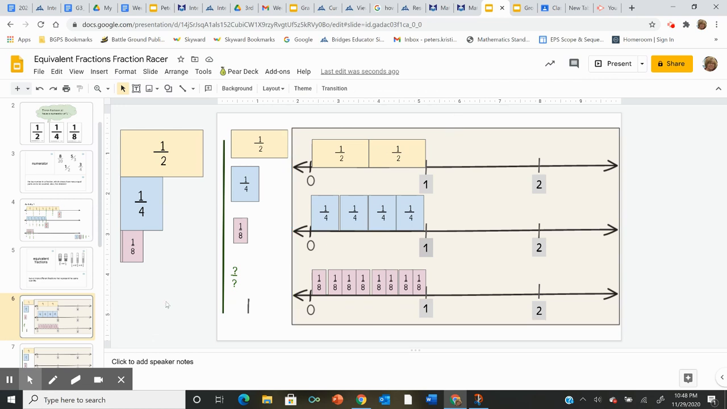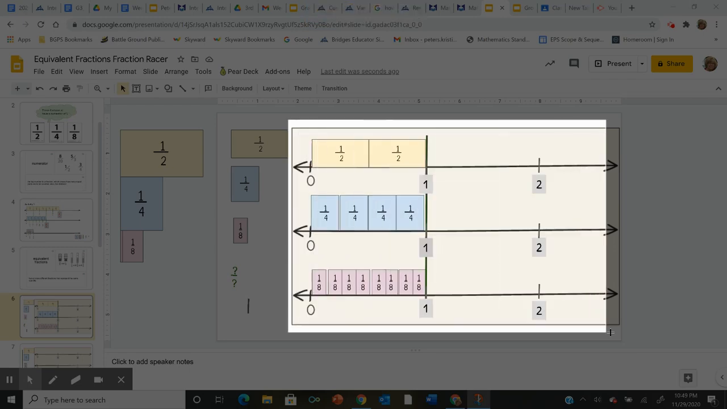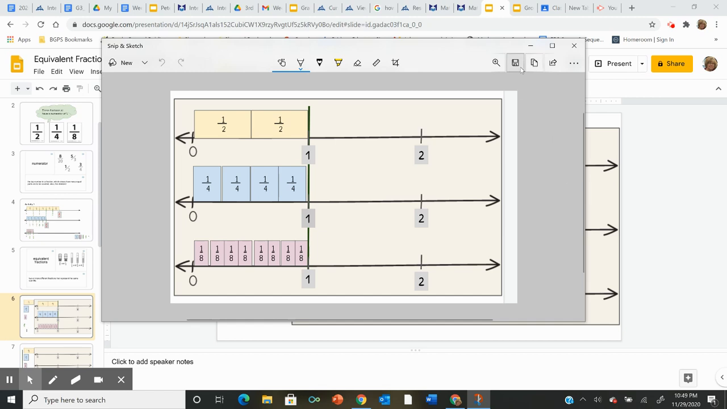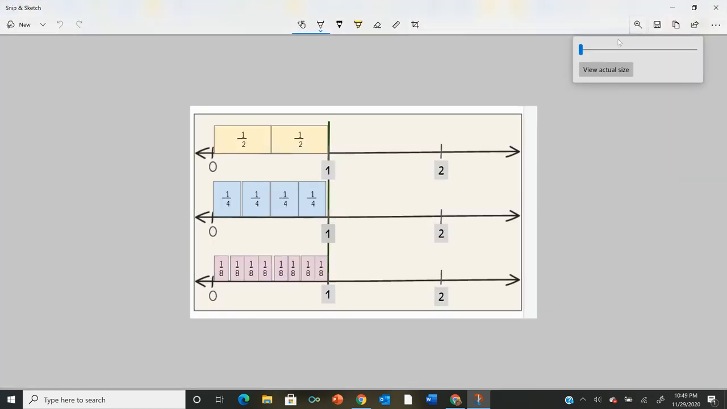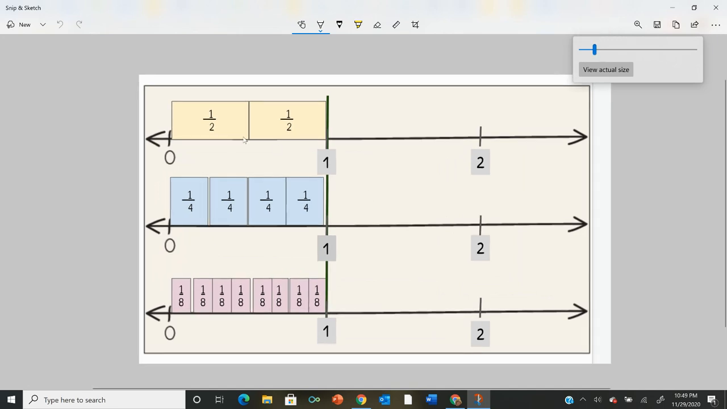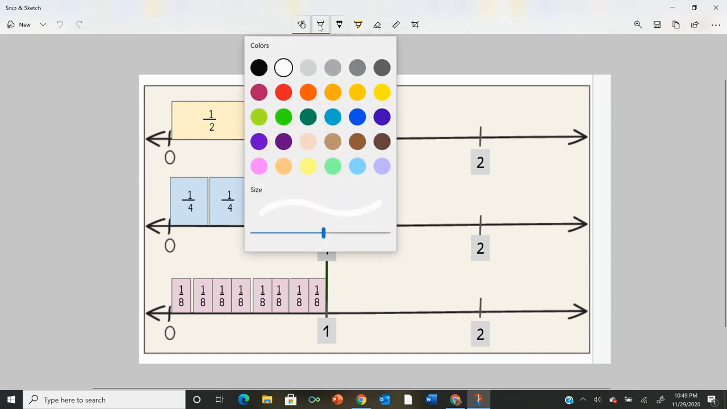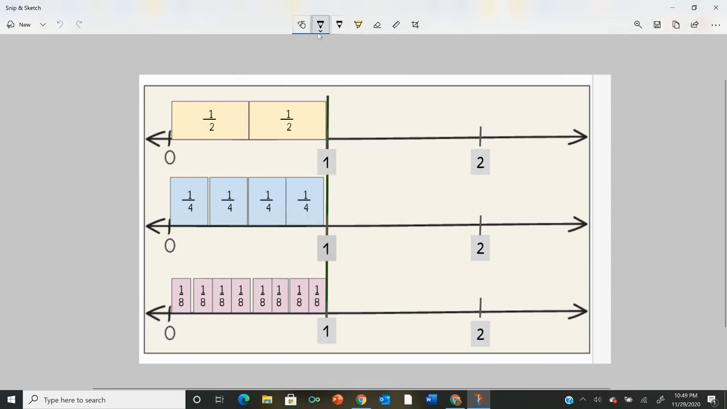Now I am going to take this little line and I'm going to slide it over here and I'm going to line it up right at the same point on those number lines. Now we can say that those fraction amounts, and I'm actually going to do a little snipping here. I would like to snip this so we can write on it. And let's make it a little bit bigger. There we go. So these, we can name these. This is 2 halves. Okay, so I'm going to get a writing tool. Make it a little bit smaller.